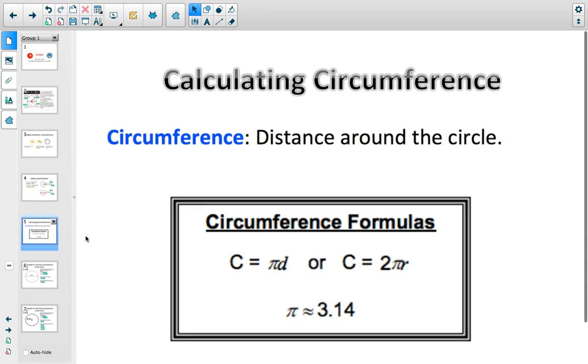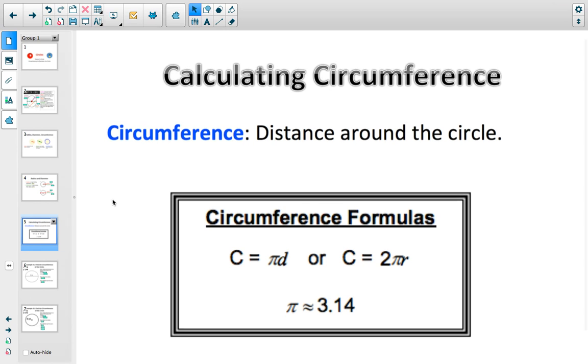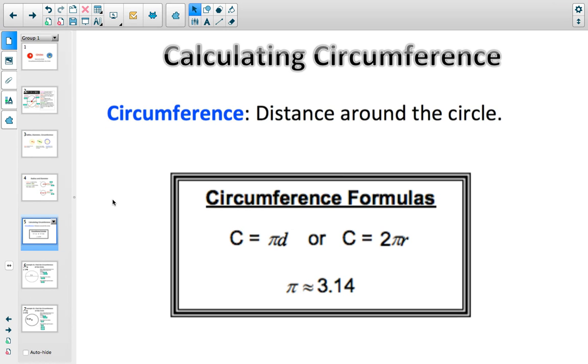Now let's talk about calculating the circumference. So again, the circumference is the distance around the circle. So you're going to use two formulas depending on what information is provided to you. So if you're given the diameter of a circle, you're going to use this formula here that I'm putting a yellow box around. So circumference equals pi times diameter.